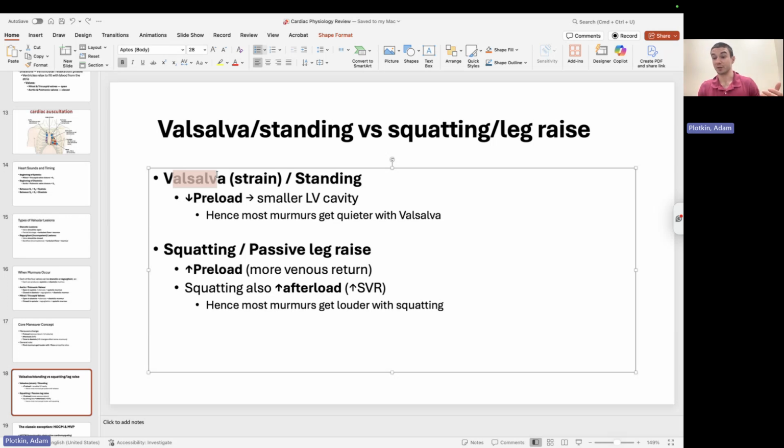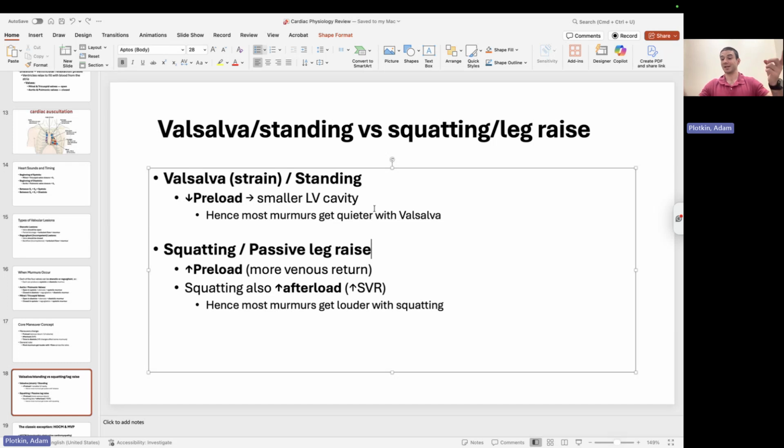So remember another name for this, right? We're decreasing preload. We're essentially making my ventricles less compliant, transiently, right? But less compliant. Smaller left ventricular cavity, right? So most murmurs will get quieter with Valsalva, okay? So remember, if we increase the flow across a murmur, most of them get louder. So in this case, we're valsalvating, right? Which is increasing intrathoracic pressure, decreasing preload. So most murmurs get quieter, right?